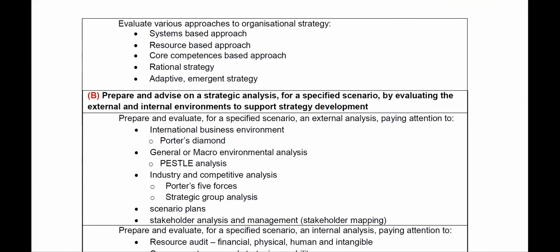Syllabus reference A, strategic objectives. It's time for questions. Put your hands up. I'll answer you. Then we go to the B part of your syllabus.